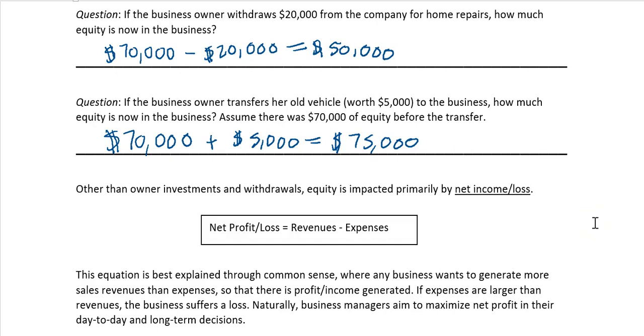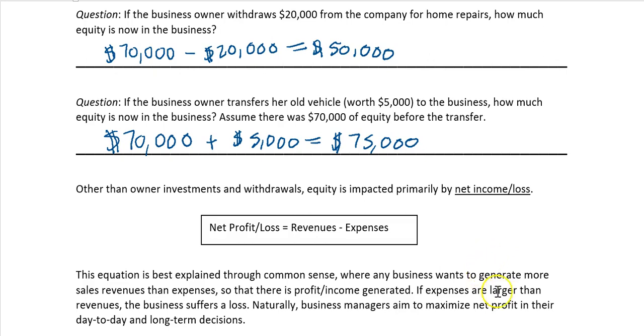So note that this is not the only way that the equity in a business is affected. We can also have net income and net losses, which can move equity up and down. So when you're making a profit in your business, you're essentially increasing the equity in your business. If you're losing money in your business, you're losing equity also.